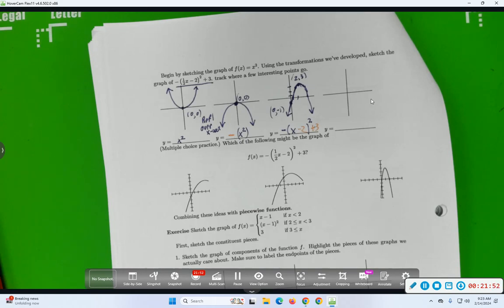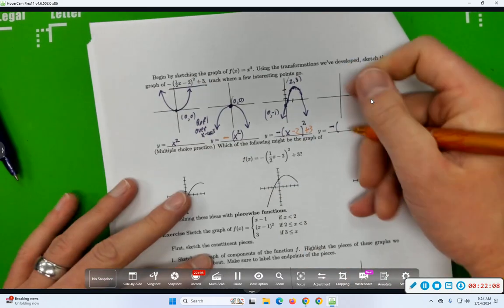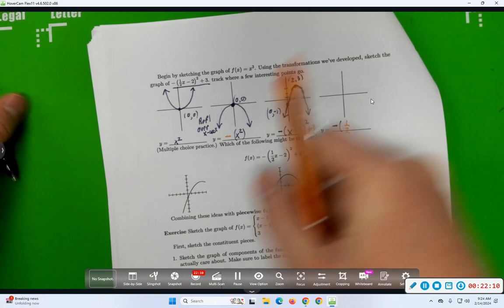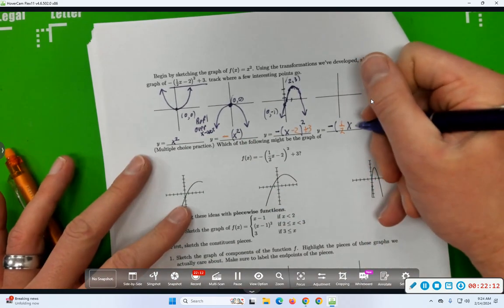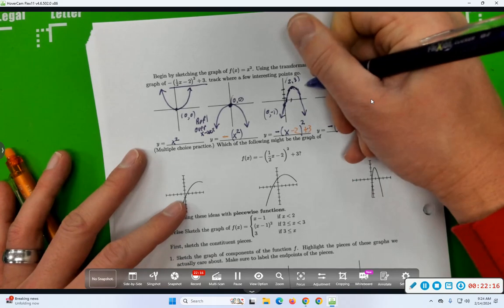All right, what's the last thing we need to do? Maybe, what's the last ingredient we need to deal with? The 1/2. The 1/2 on here, so let's write that. -1/2 (x minus 2) squared plus 3.